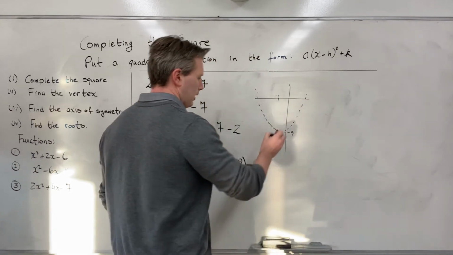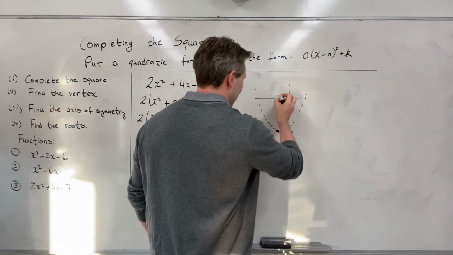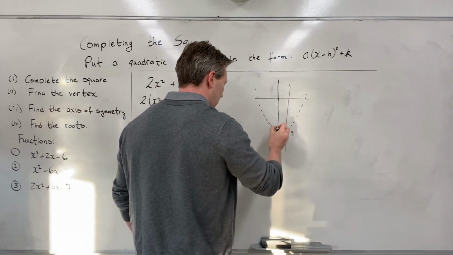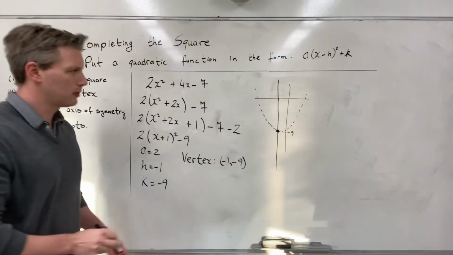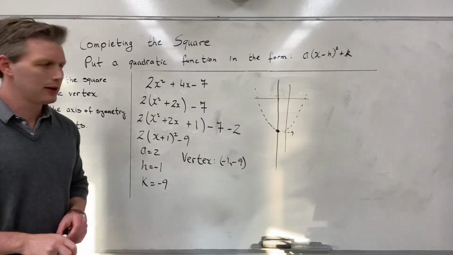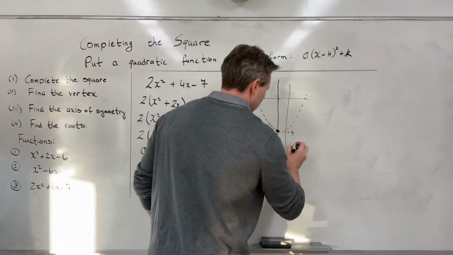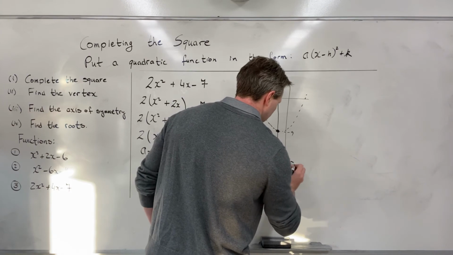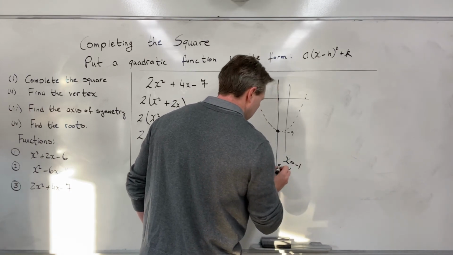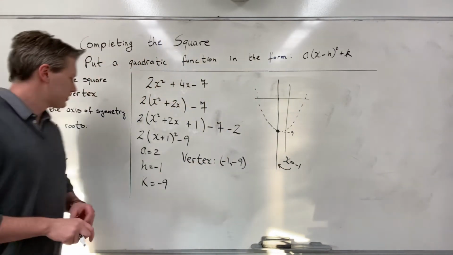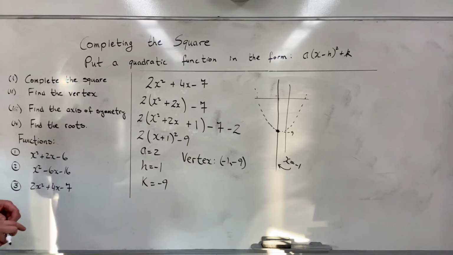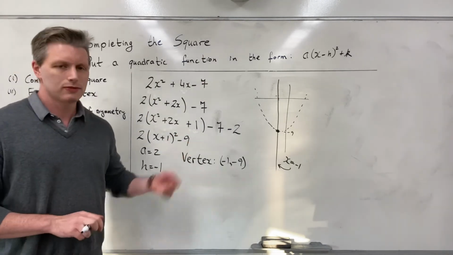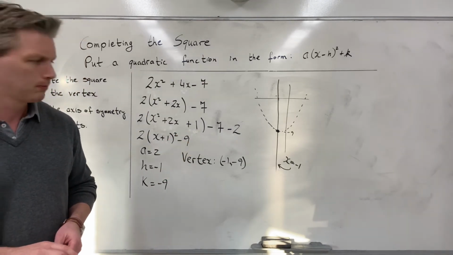will go back up. It will be symmetric, and the grid is symmetric about a line through there. This is the line x equals minus 1. So this here is the line x equals minus 1. And that is my axis of symmetry. That is that third point. Find the axis of symmetry. The axis of symmetry is x equals minus 1.